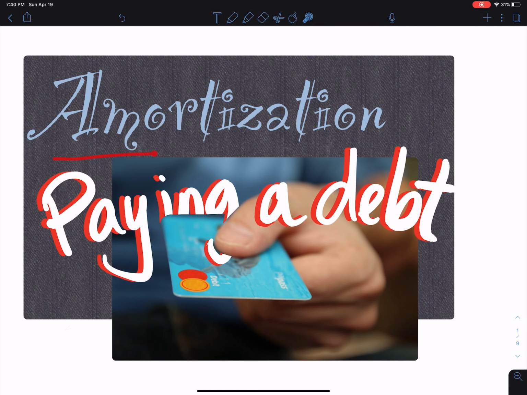All right, I want to talk about amortization, and that's a fancy word that has to do with paying off a debt. In financial math, we're either investing or we're borrowing. So amortization deals with borrowing or paying off a debt. All right, let's get to it.